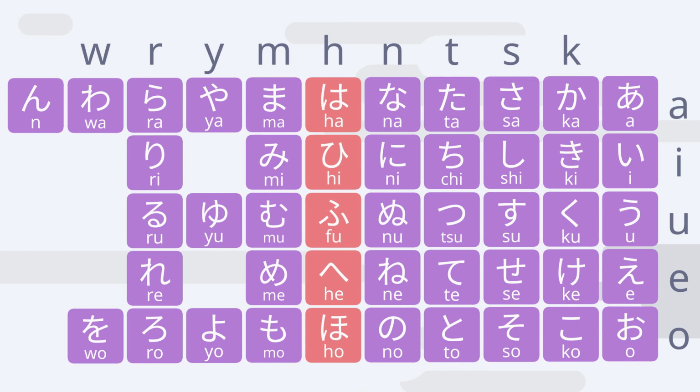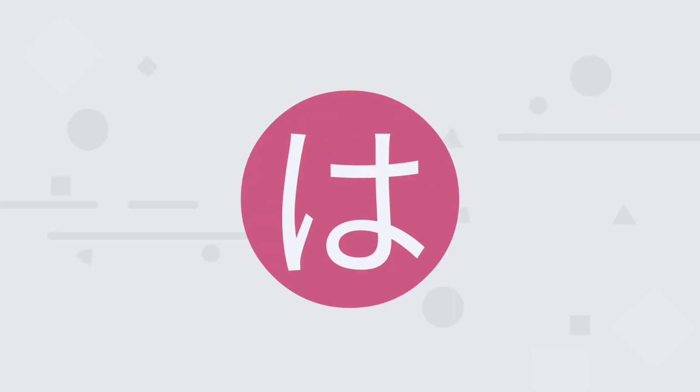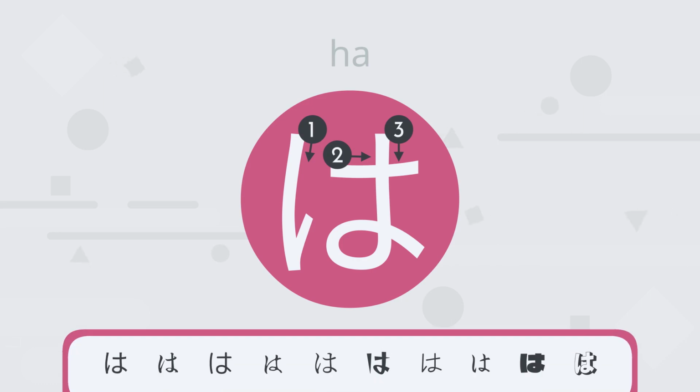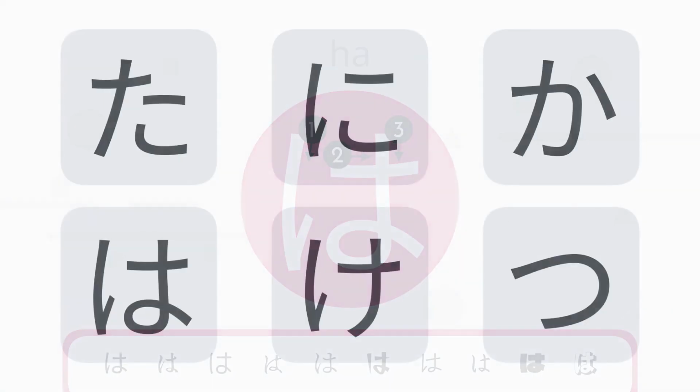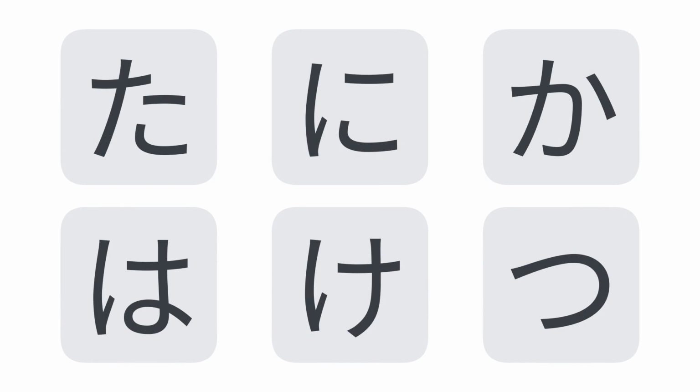In this video, we'll go over the H column: ha, hi, fu, he, ho. The first character we'll learn is ha. Ha. Which of these characters is ha? Ha.